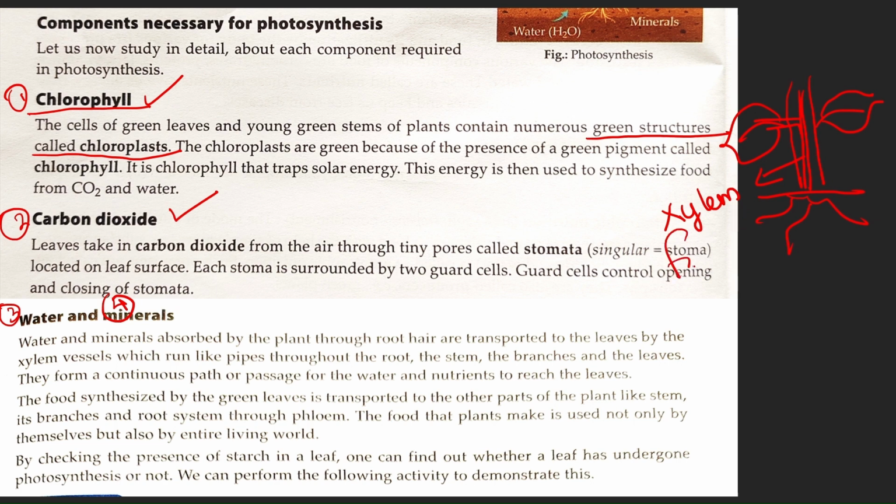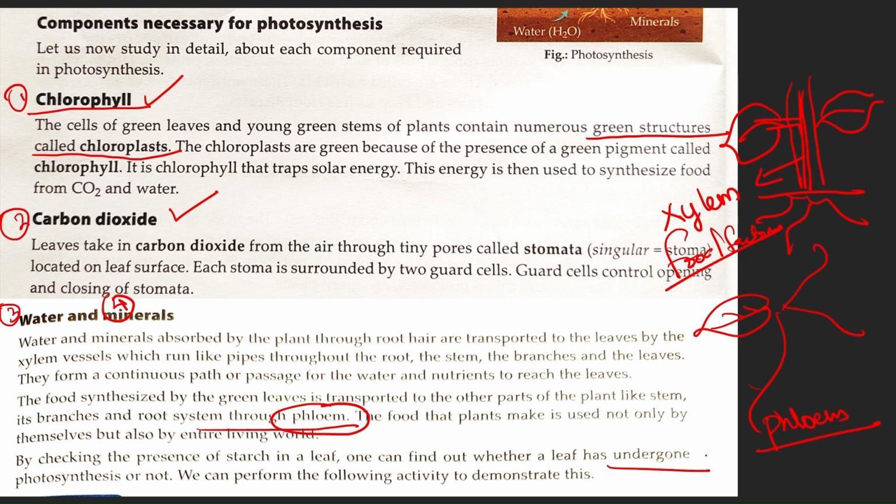Leaves are the food factories. So xylem provides the water and minerals to the leaves. Next, they form a continuous passage. This is the food synthesized by the green leaves. Now the food synthesized in our green leaves has to be transported throughout all the parts of the plant. So who does that? That is done by phloem. The food that plants make is transported to other parts of the plant through phloem. There is an activity shown in the book which explains how to find out if the leaf has undergone photosynthesis or not, which we will be discussing later.